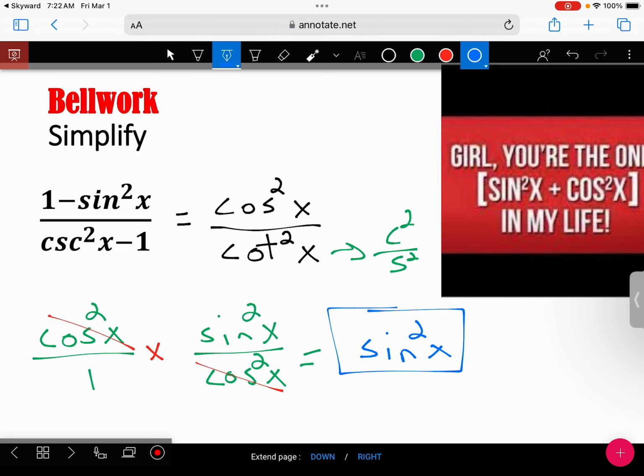Usually when we're simplifying, we want to get rid of any addition or subtraction signs. Here we got rid of them when we plugged in the identities. Normally, they'll kind of get rid of themselves. But that's just a nice little rule of thumb.